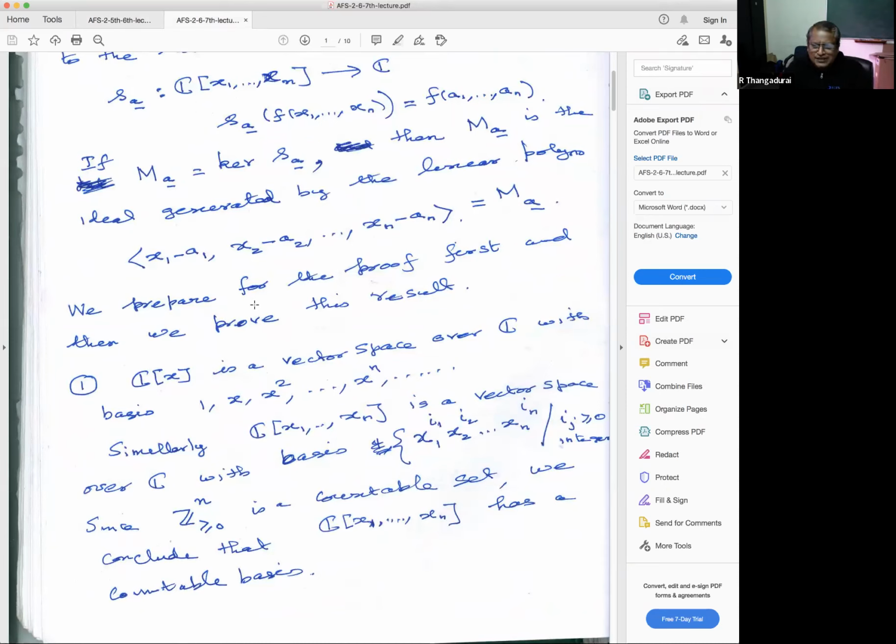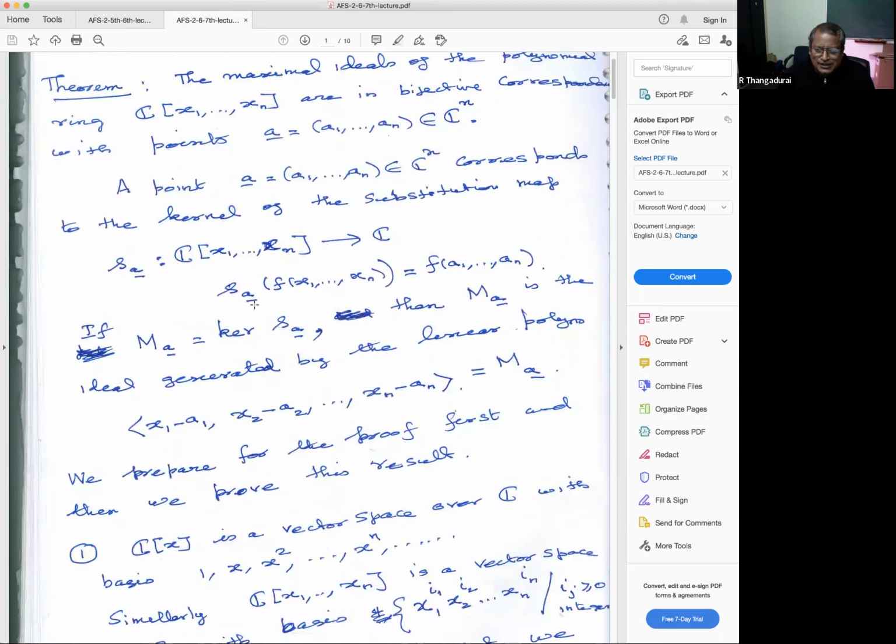C[X] is a vector space over C. First of all, we have been seeing it just as a ring, etc. But it's a vector space, everybody knows, right? It's not a finite dimensional vector space. It's an infinite dimensional vector space. In fact, the basis is 1, x, x squared, etc. All the monomials of this kind generate this vector space.